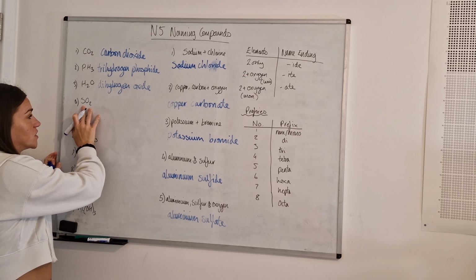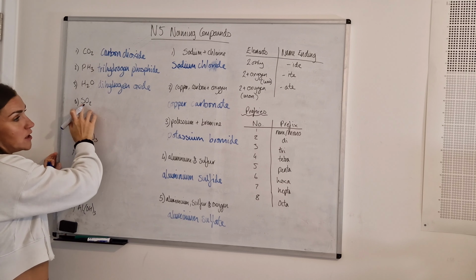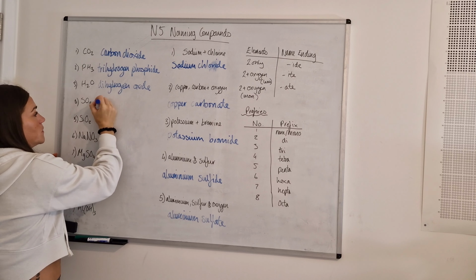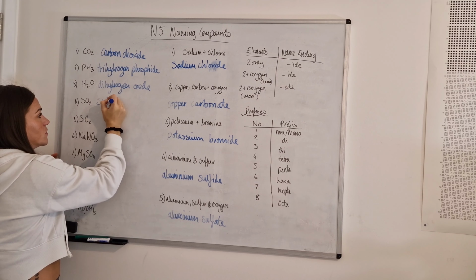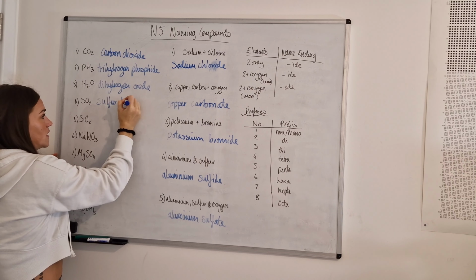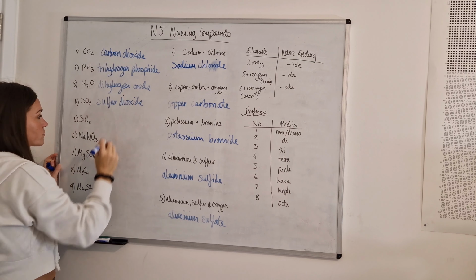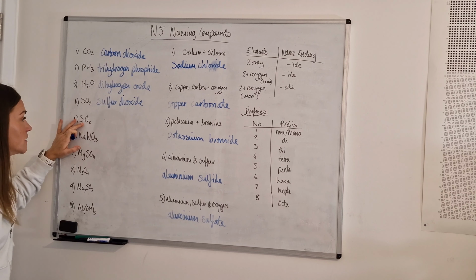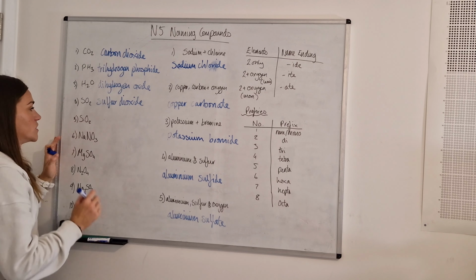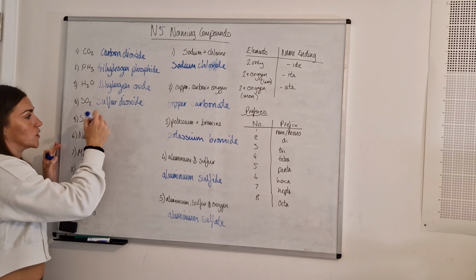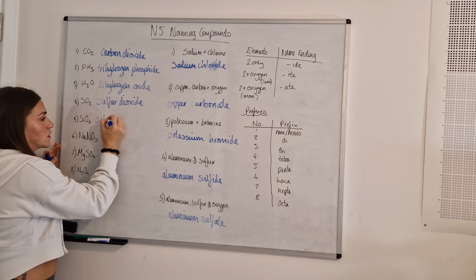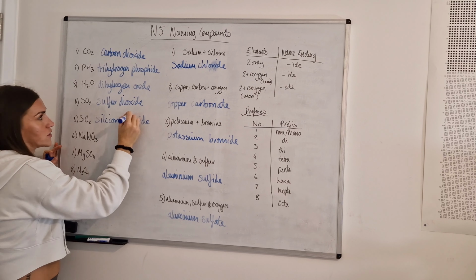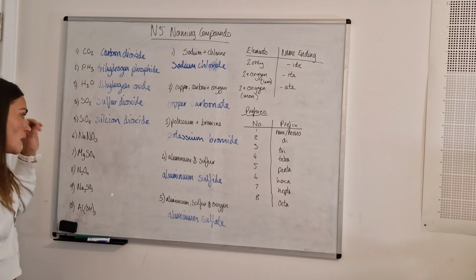Here we've got S, which is sulfur, O, which is oxygen. So this would be sulfur oxide, but because we know there's two oxygens, we would put a di in front of the oxide, so we would call this sulfur dioxide. Number 5, Si, that's silicon. Again with oxygen, so it's silicon oxide, but we know there's two oxygens, so we would call it silicon dioxide. Okay, so hopefully you're starting to see the pattern here.